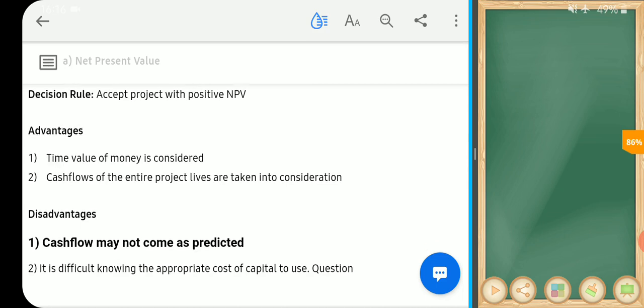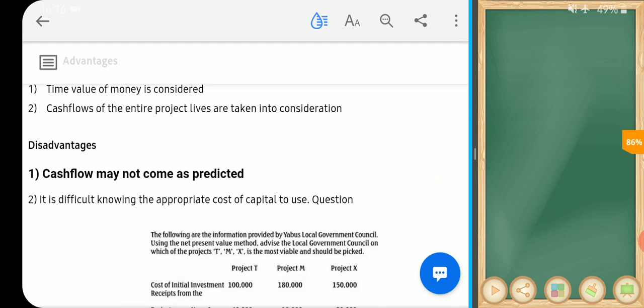Now, disadvantages: cash flow may not come as predicted. Everything is based on prediction. You are expecting the machinery, although there are well studied calculations and research that are done to generate this cash flow, but still it may not always come as predicted. You may be expecting to get 10,000 naira yearly from that particular investment, and there may be variations. Maybe a year you get 10,000, another year you get 8,000, another year you get 9,000. So that's what they mean by cash flow may not come as predicted.